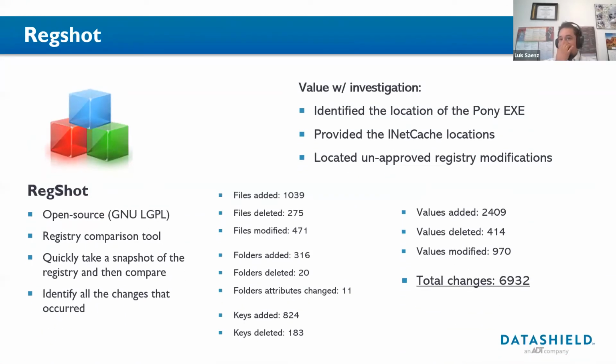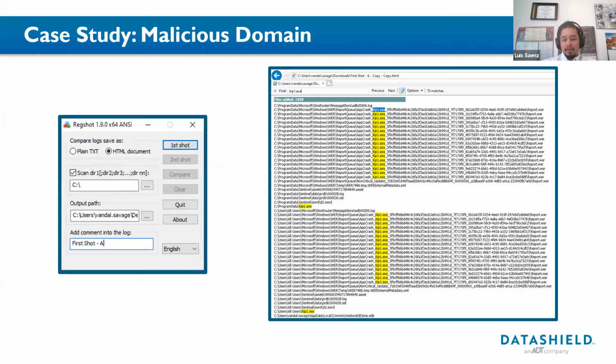All right, so our first tool here is Regshot, and it's not quite a print screen of the tool, but this is some of the very important information that we got from there. It helped us identify the location of the executable, the INetCache locations, and it also helped us locate all the unapproved registry modifications. Now, if you look at the first file in the middle, it says files added is 1,039. And then there's files deleted 275, files modified 471, folders added, folders deleted. Anyways, overall, the total changes is 6,972, which, if you ask me, is quite a bit.